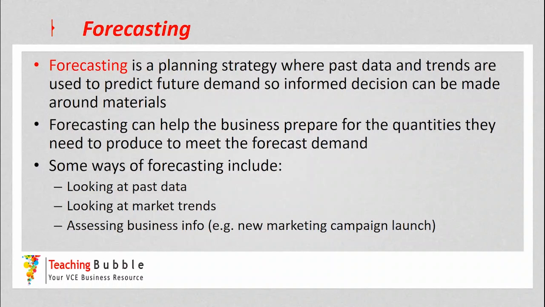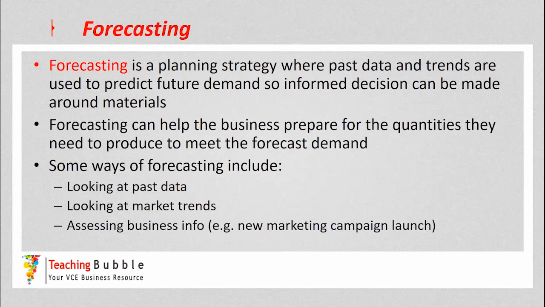The first strategy is forecasting, which is a materials planning strategy that looks at past data and trends to try and predict future demand. Now that helps the operations manager make more informed decisions around materials required because they're getting a really good picture of what the demand's going to be like in the near future. So if the operations manager is able to get a good guide on the amount they need to produce in the future by forecasting future demand, well, it can help them prepare their materials so they have enough on hand to meet that particular demand.